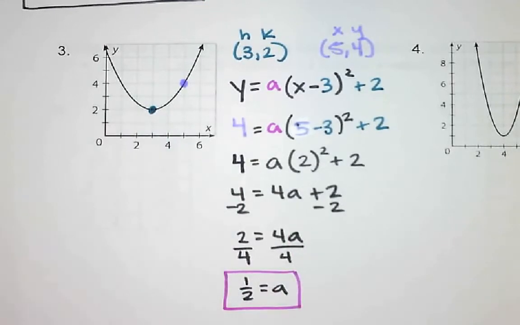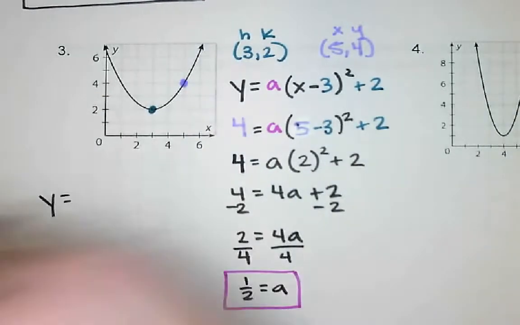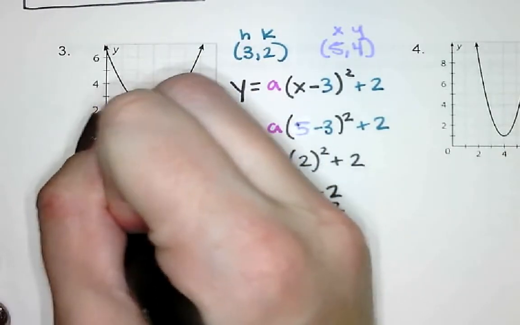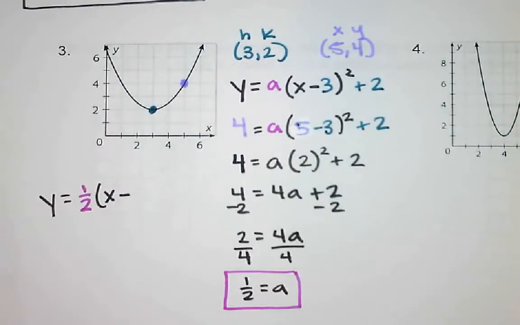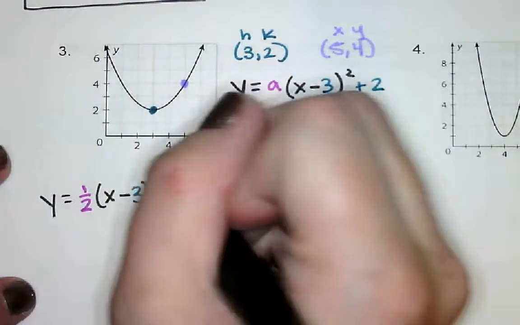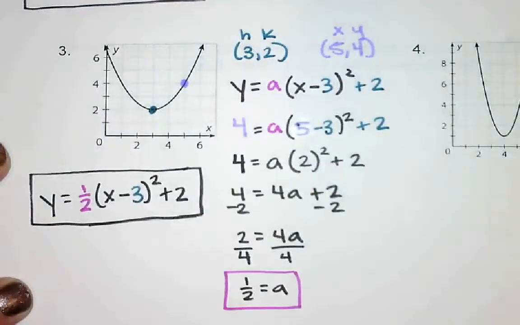So then my official equation would be y is equal to 1/2 parentheses x minus 3 squared plus 2. So we are going to plug it in without the x and the y, with just the a, and that would be the equation.